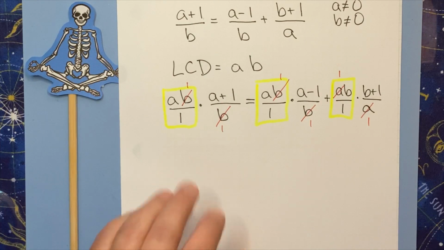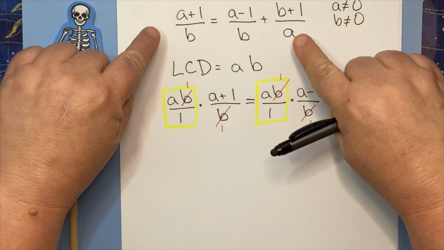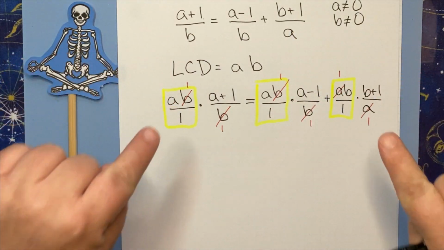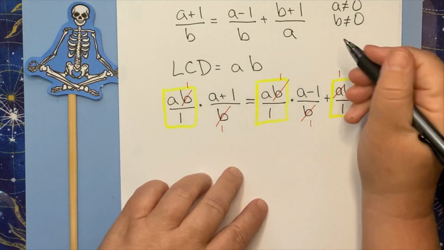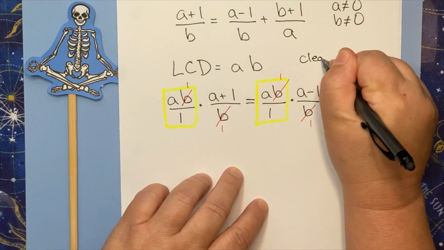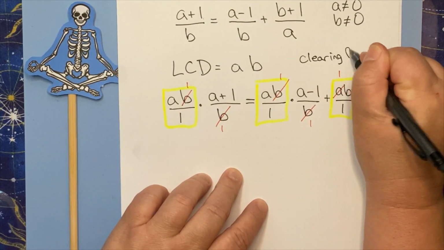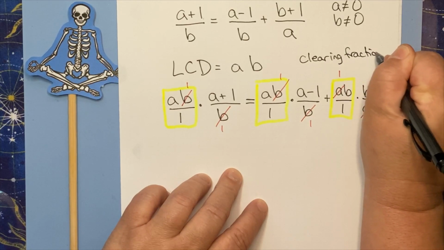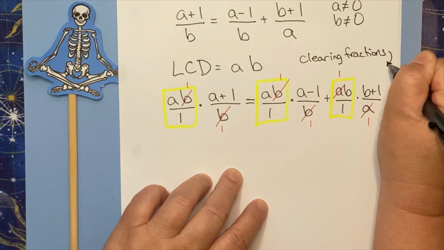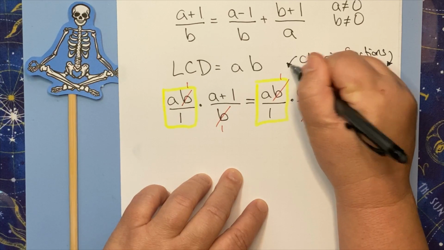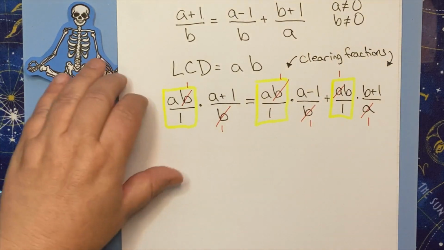Okay. So far, so good. What did we do? We saw an equation. It had fractions. So we clear the fractions. Right? This is called clearing the fractions.